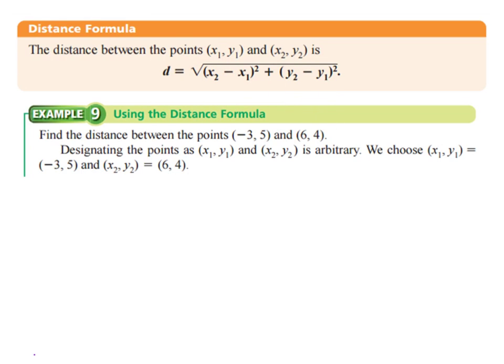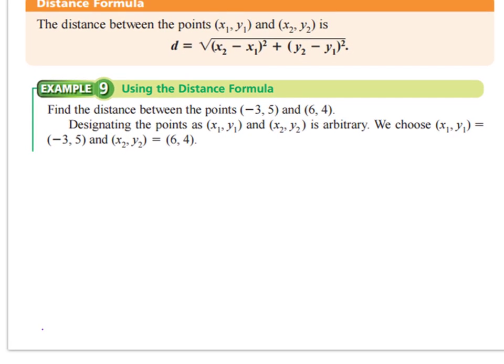So feel free to go ahead and plug your points into this formula if you like. Personally, I prefer just to make a little sketch and use the Pythagorean theorem in order to figure out what's going on for the distance. So they give me the points negative 3, 5, and 6, 4. Now I don't feel the need to do a fancy sketch for this, but negative 3, 5 would be somewhere around here, and 6, 4 would be somewhere around here.